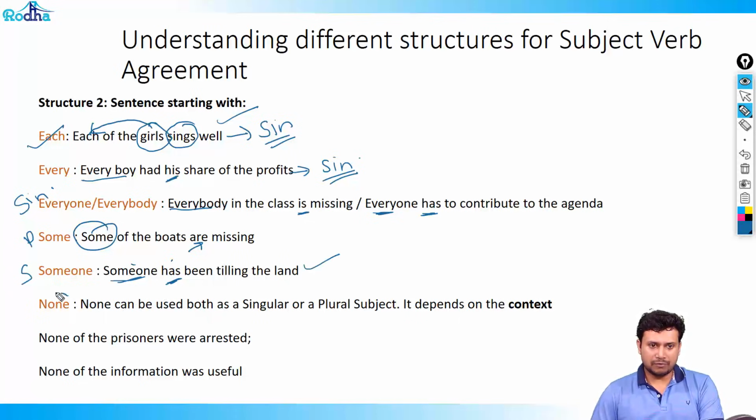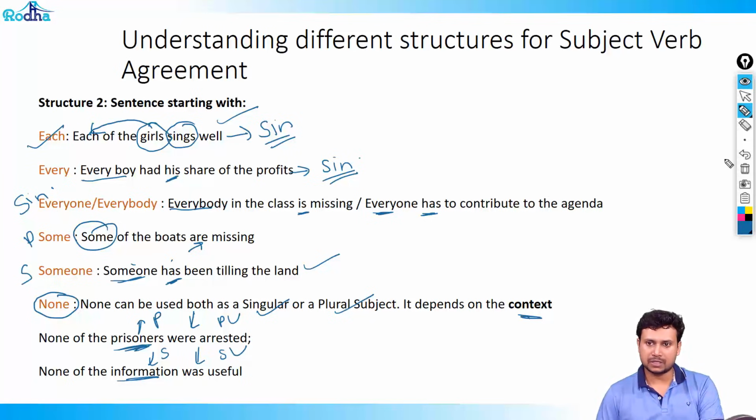Remember, whenever you are facing questions where the sentence starts with none, none can be used as both singular and plural depending on the context. Now, let's look at the explanation here. None of the prisoners, what are we referring to? Prisoners. Prisoners is plural. So, you need a plural verb here. Similarly, none of the information. Information is singular and therefore you need a singular verb here. I hope this is clear.